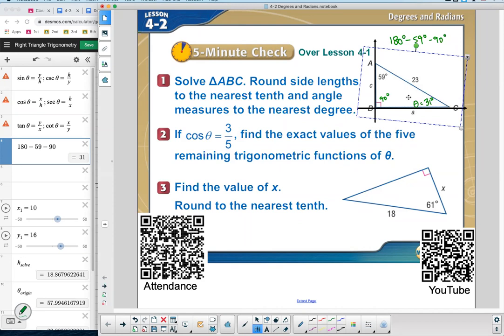Now, the only thing left, since I found all 3 angles, part of solving the triangle is finding all 3 angles and all 3 side lengths. We're going to find the C and the A. Now, C is in the place of y. It's on the y-axis. So I'm going to solve that one using a y, and I'll solve A, since A is on the x-axis, as being an x. The 23 represents my hypotenuse, my h.